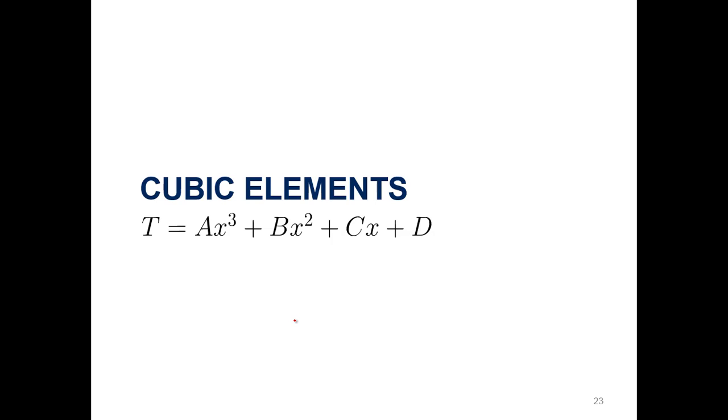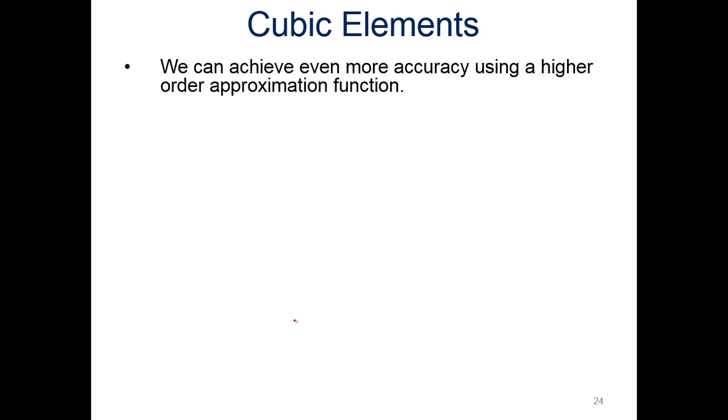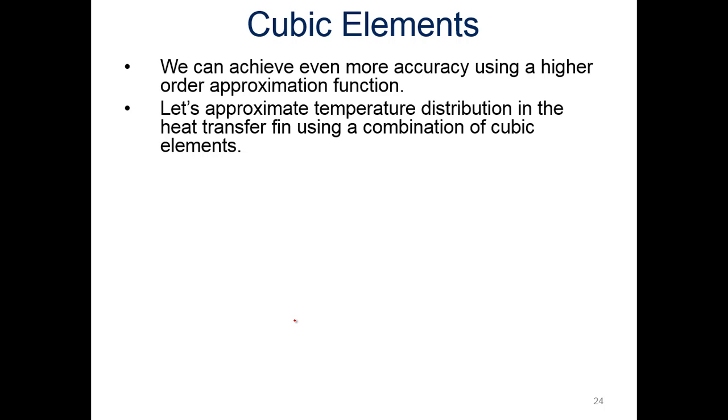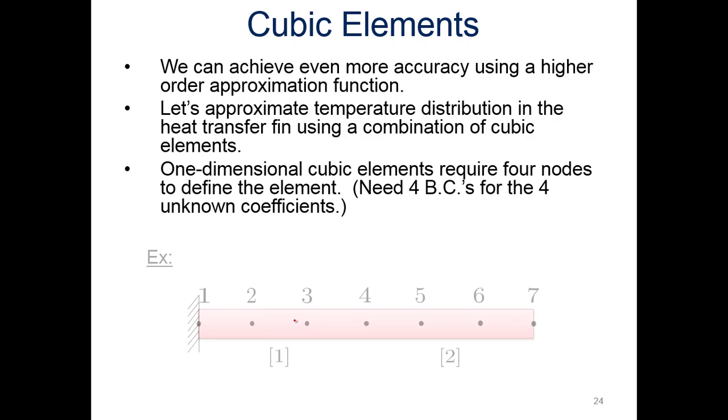So now we're on a cubic element, so we're going up one more order, one more higher order function here. So from second order to third order. So even more accuracy using higher order approximating function. So we're going to approximate our temperature distribution now with cubic elements. So we got one-dimensional cubic elements require 4 nodes to define the element.